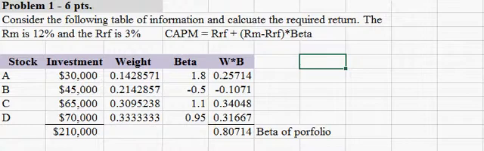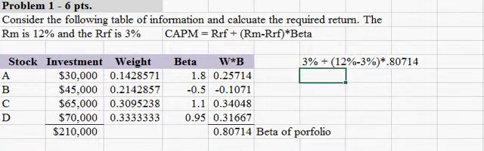So we have risk-free rate of 3% plus a market return of 12% minus the 3%, and that gets us what we call the market risk premium, and we multiply that times the beta of the portfolio. So I'm going to put 0.80714. So when I put it into the cell, equals 3% plus 12 minus 3% is 9% times the beta that we found. And that way it will pick up any rounding that we wouldn't normally get. So the required return on this particular portfolio is 10.26%.